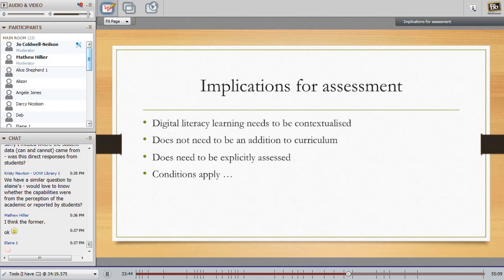With the work that I was doing with the optometry department, it's become blatantly obvious that we actually don't need to add anything to curricula. One of the things that academics were very concerned about was that if they were expected to teach digital literacy, they would have to lose elements from their discipline curriculum because of the constraints of time. But one of the things that became also blatantly obvious is that digital literacy needs to be explicitly assessed. Conditions apply, but we'll worry about that later.